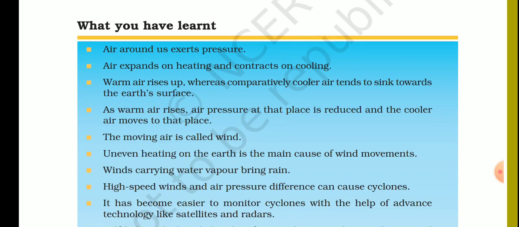Okay, so the first point in what you have learnt is air around us exerts pressure. Definitely, we discussed it with the help of an activity in which I told you that a can is filled with steam, or you can say boiling water, very hot water. So when cold water is poured on the can, then the can crushes, or you can say it changes its shape, it gets distorted. Why? Because the amount of steam, the amount of water vapor inside the can decreases, becomes less. So that's why the outer pressure becomes high, and that's why the shape of the can distorts.